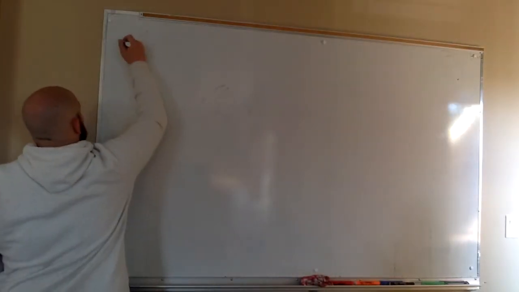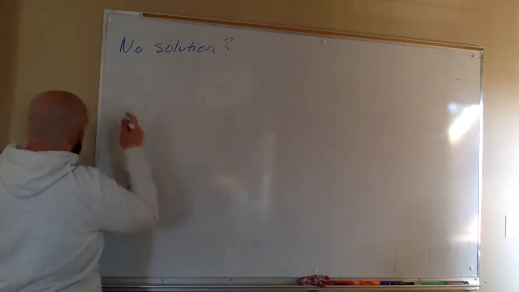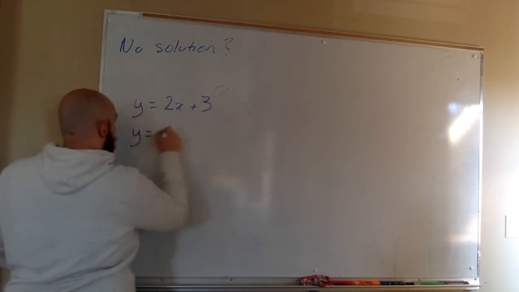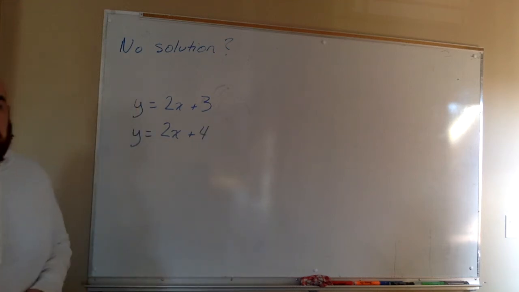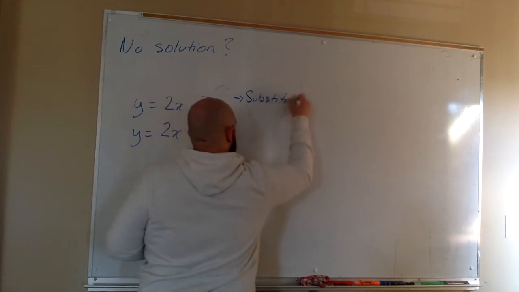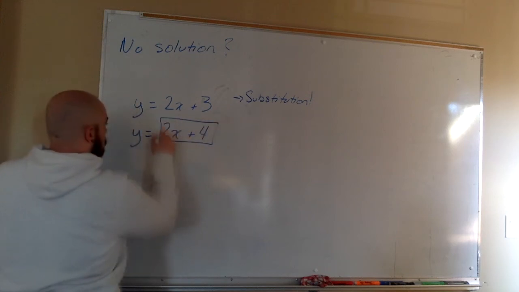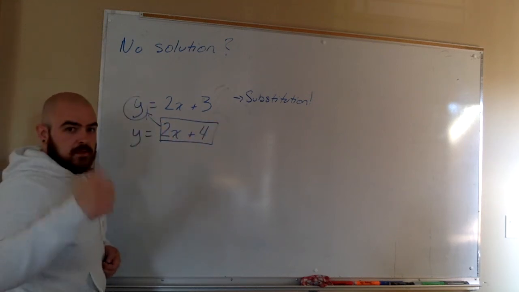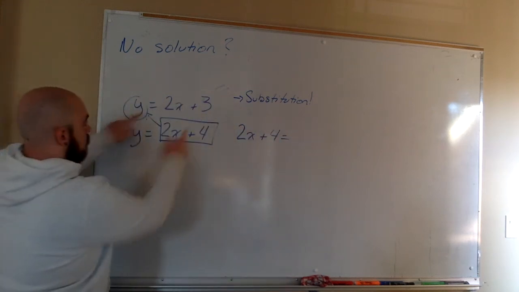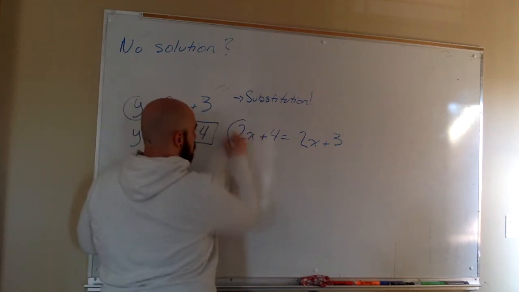Alright, let's take a quick look at an example of how we might end up with no solution. So when we have a system of equations that look pretty similar but not exactly the same, that should set off our alarm. So the first thing we're going to do, since these are already solved, is we're going to use the substitution method. So what we're going to do is take the expression from the bottom equation that tells us that stuff is equal to y, and we're going to substitute it into the first equation where we see a y. So my new rewritten equation looks like 2x plus 4 equals 2x plus 3.